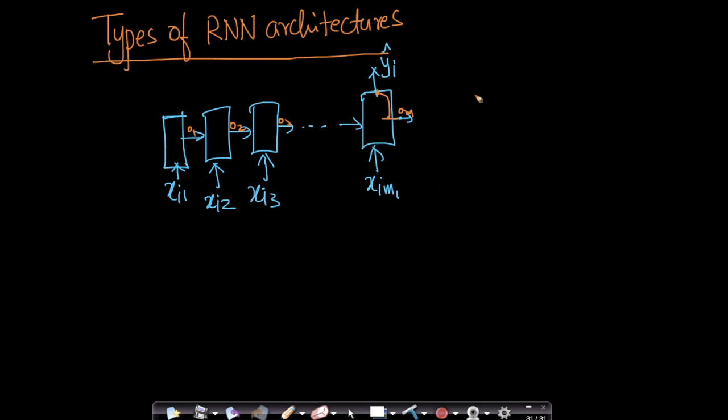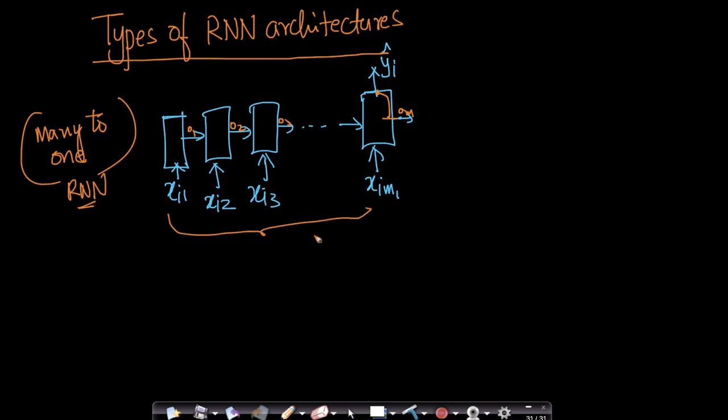So we've seen one example of this. This is called a many to one RNN. The reason being, your input is a sequence with multiple values, many values, but your output is only one. That's why it's called many to one. These types of examples are very useful for sentiment classification, like we have seen with our Amazon food reviews.